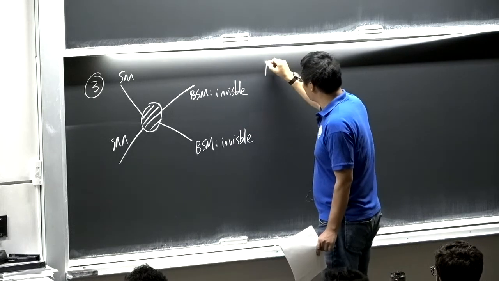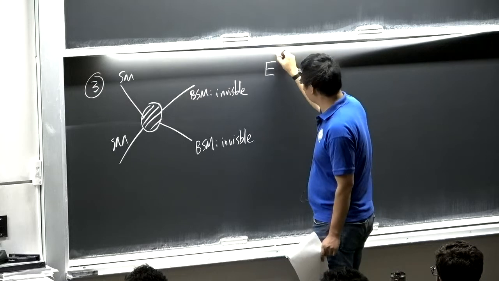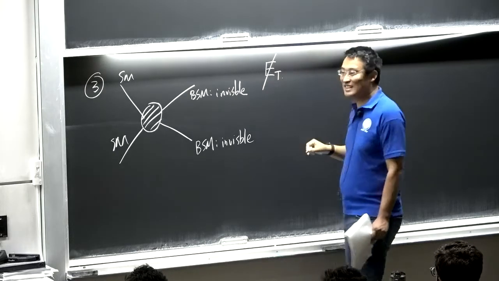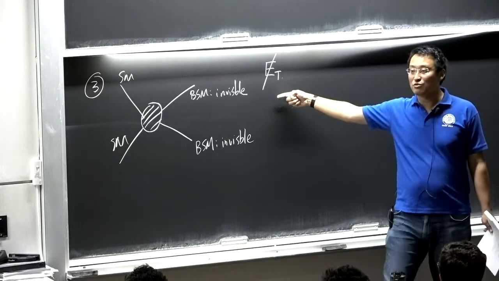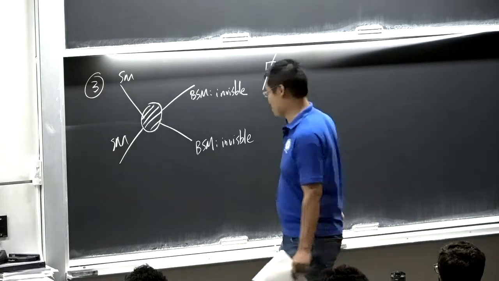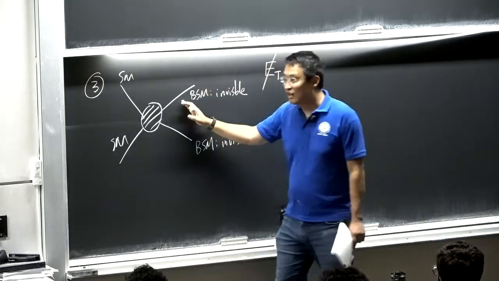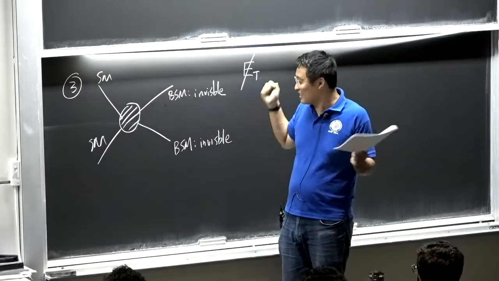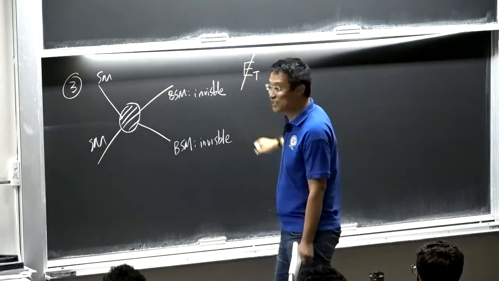This missing energy has a very special symbol, like a slash means missing, right? It has a subscript T, meaning missing energy in the transverse plane. We'll come back to this transverse plane thing. However, here, my energy is missing in every direction. It's not in the transverse plane. There's no missing energy in the transverse plane.